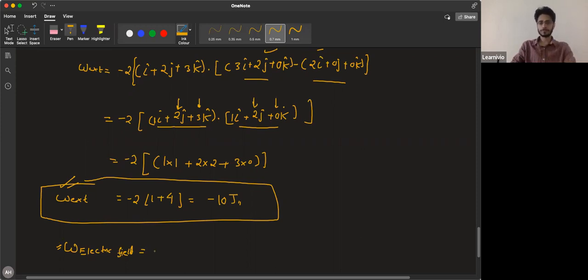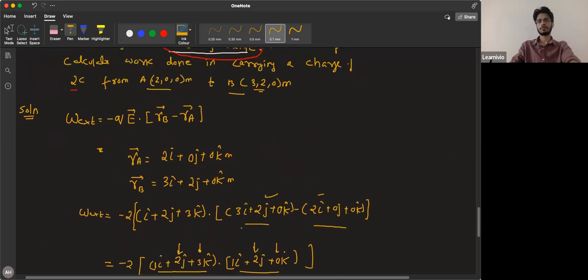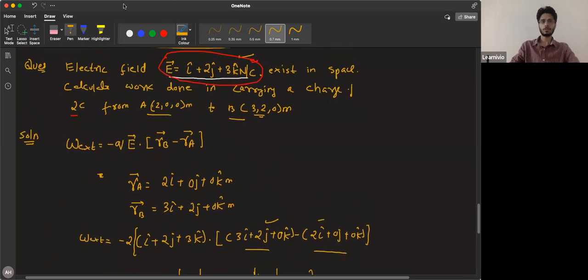Yashika: Sir, we'll take the negative of work. Negative. Then it's minus of minus 10, so that will be 10. Good. This is how we calculate work. Good.